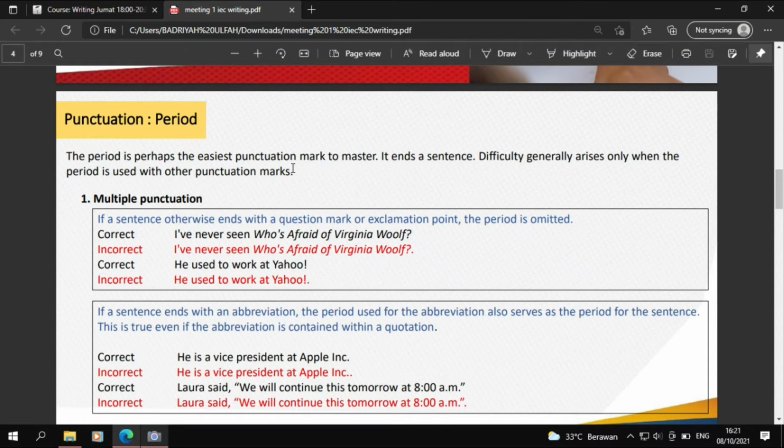Selalu. Ini ya kadang-kadang kita juga terlupa nih. Seperti ini contohnya. Ini kan kalimatnya selesai. Makanya dia bilang mungkin paling mudah karena tugasnya itu cuma mengakhiri sebuah kalimat. Setiap akhir kalimat kita letakkan titik.